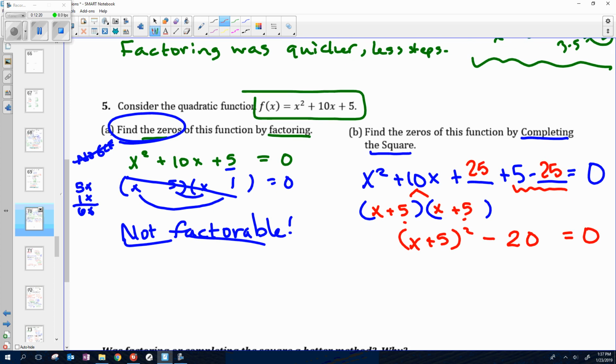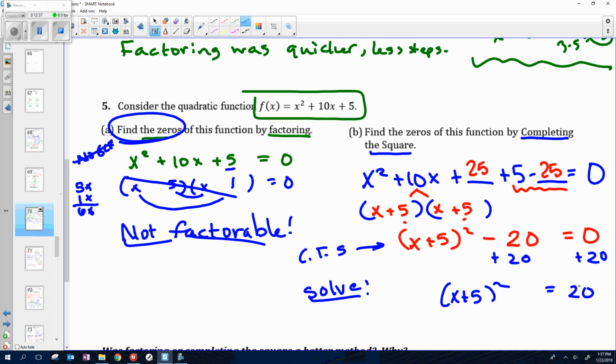And now I have to get the weird guy alone. I'm solving. So I did the complete the square step, and now I'm getting into solving. Add the 20 over to the other side. (x + 5)² = 20. The weird guy is alone. Take a square root and put a plus or minus.